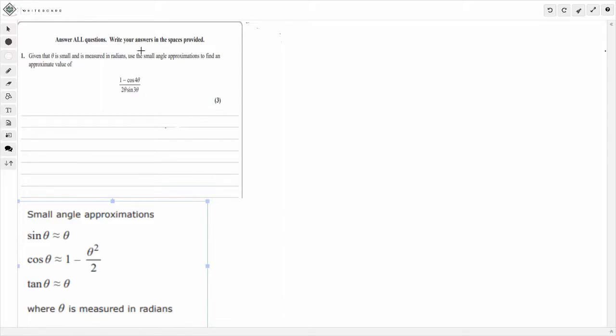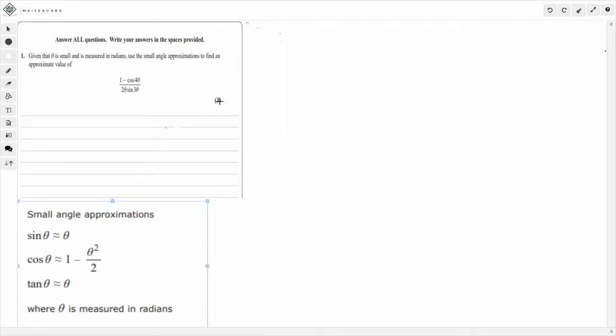Now we've got this expression here. We've got 1 minus cos 4 theta divided by 2 theta times sine 3 theta. So we're going to have to just use the approximations where we need them. Well, let's deal with the numerator first. So we've got 1 minus cos 4 theta. So let's use this approximation here.